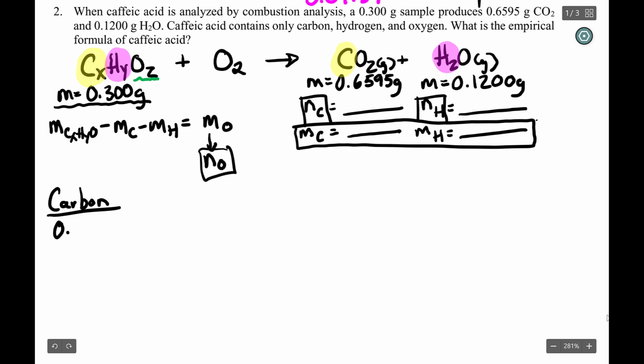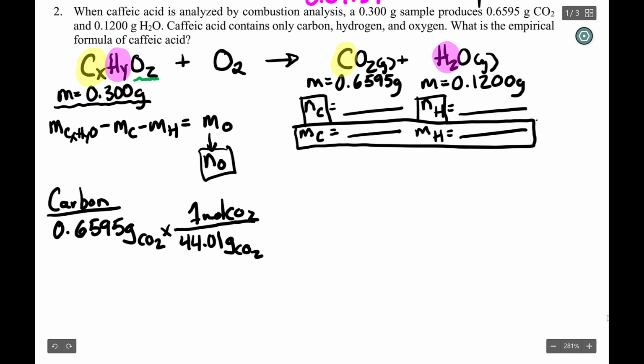All right, we have 0.6595 grams of carbon dioxide. I need to turn that into moles to get the number of moles of carbon. So there are 44.01 grams of carbon dioxide for every 1 mole of carbon dioxide. That is simply the molar mass. This will get rid of the grams of carbon dioxide. Then I need to convert this into moles of carbon. Well, there's 1 mole of carbon in every 1 mole of carbon dioxide. This is looking very similar to our previous question. The CO2 cancels out.